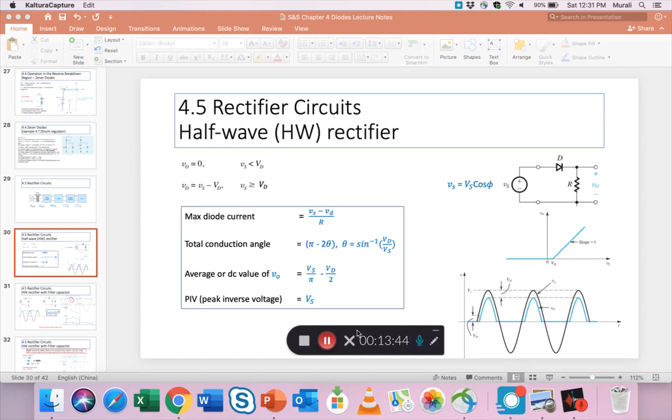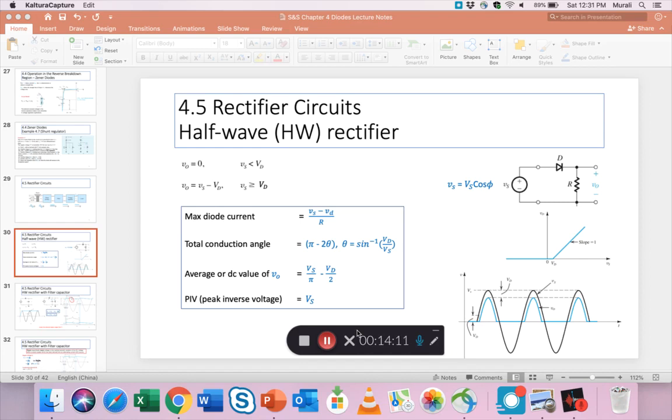Other factors that we must pay attention to on this slide include the maximum diode current, which is shown there as Vs minus Vd by R. The total conduction angle, I think we already did a problem related to this, but the total conduction angle is another important factor, particularly when it comes to solving problems.